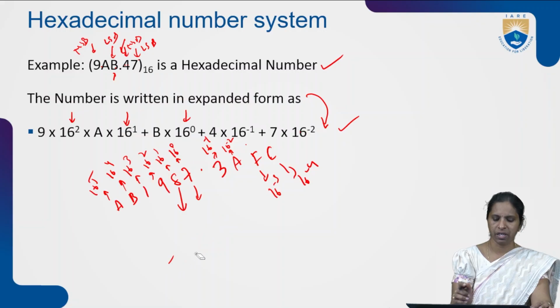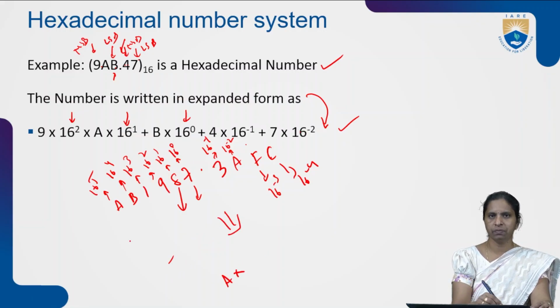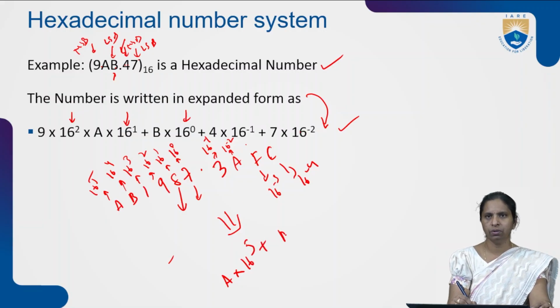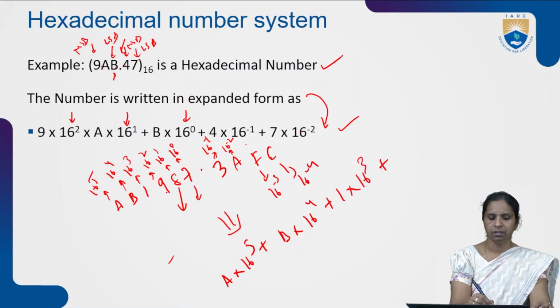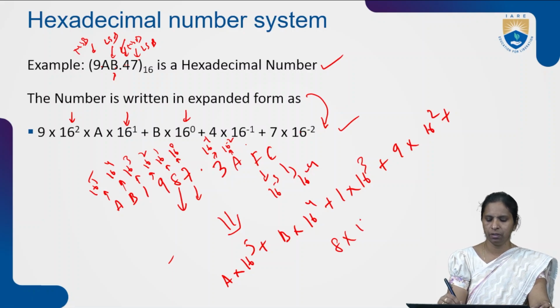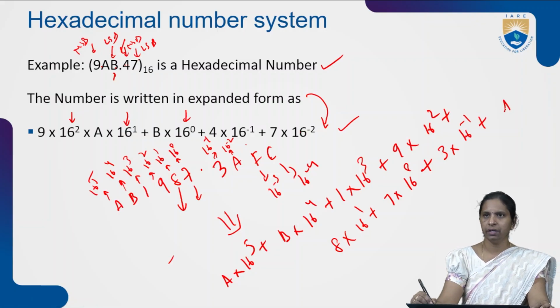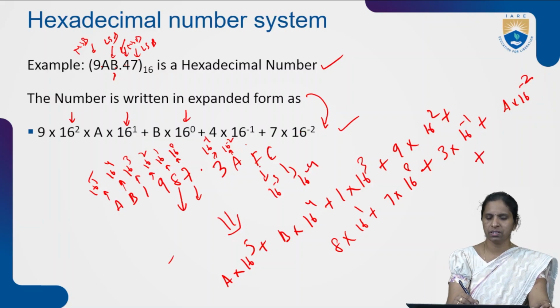Therefore, this number can be written in expanded form as A into 16 power 5, plus B into 16 power 4, plus 1 into 16 cube, plus 9 into 16 power 2, plus 8 into 16 power 1, plus 7 into 16 power 0, plus, after the decimal point, 3 into 16 power minus 1, plus A into 16 power minus 2, plus what is the weight of F here?